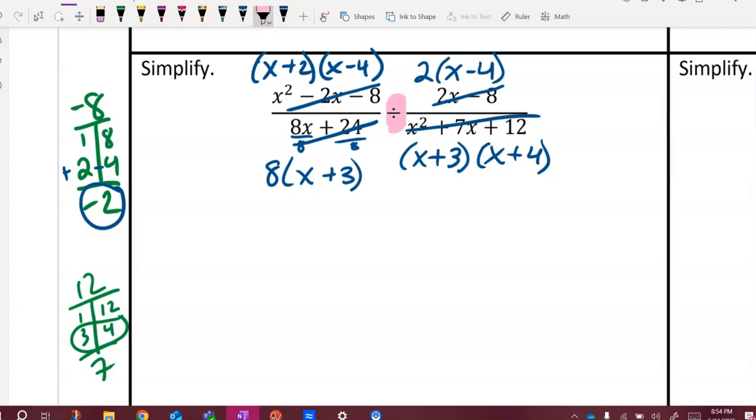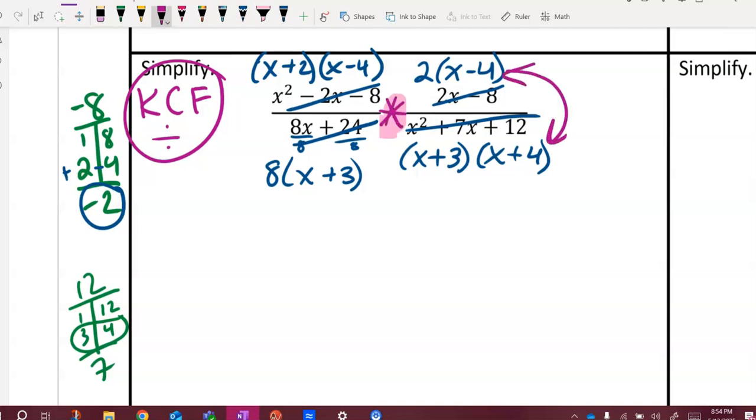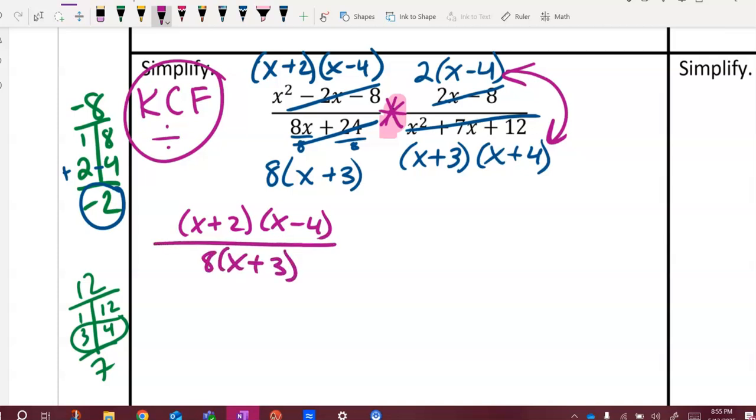Now, because we are dividing here, we need to keep, change, flip. This only happens when you divide. So we keep the first fraction exactly the same, change it to multiplication, and flip that last fraction. So let's just rewrite it nice and pretty. The first fraction the same. Change it to multiplication, and flip the last fraction.